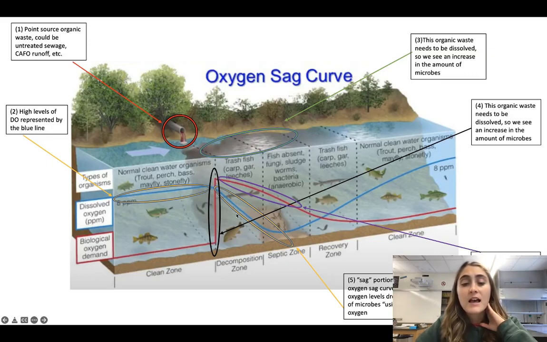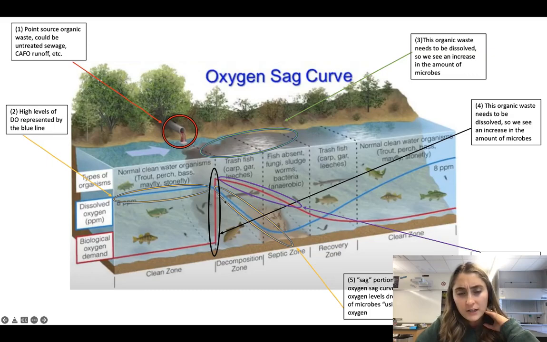But you can see it slowly starts to decrease, meaning our demand will slowly become less as we get away from the pollution. So as we move further downstream, where less pollution is affecting the water, we start to see our dissolved oxygen levels increase and our demand go back to normal. So downstream, there's less pollution. Upstream, there's less pollution, but in the area where pollution exists, our dissolved oxygen levels fall and our demand then increases.